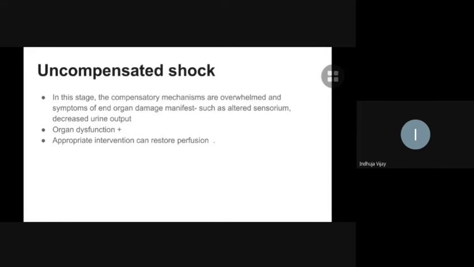Initially there will be no symptoms, but in uncompensated shock, when there is decreased blood flow to all organs, preferentially the body will try to increase the blood flow to the brain and the kidneys. So when a person starts manifesting with CNS symptoms, it means that the compensation has been overwhelmed. If the patient presents with altered sensorium or decreased urine output, it means that they've reached the maximum compensation, organ dysfunction has started occurring, and we can still restore perfusion with appropriate intervention.